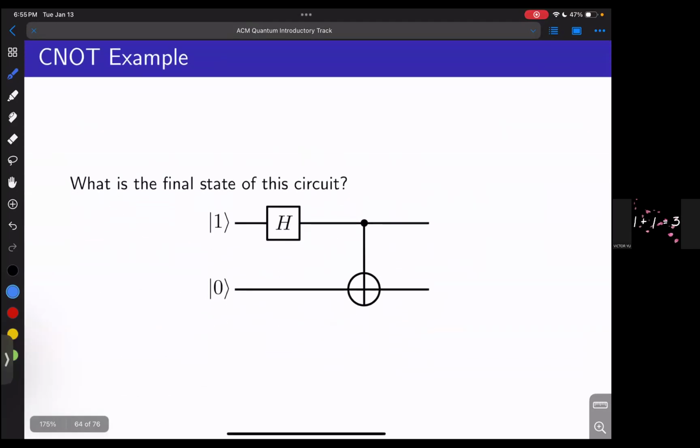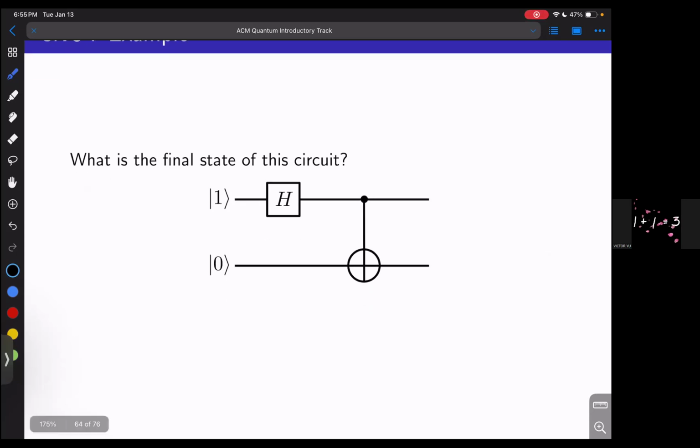Okay, here's an example using C naughts. We want to know the final state. Should I go through this? Okay. So here's a circuit example with 2 qubits this time. And again, we want to know the final state. So does anyone want to?